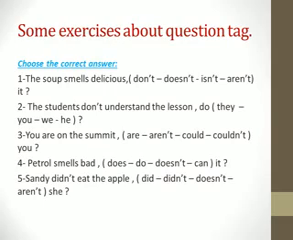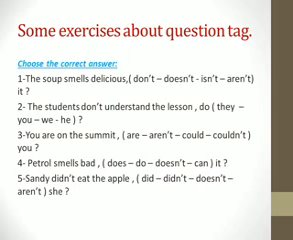Here are some exercises about question tags. Choose the correct answer. Number 1. The soup smells delicious. Don't it, doesn't it, isn't it, aren't it. The statement is written in present simple tense and it's positive. Also the subject is singular. So the correct verb is doesn't.